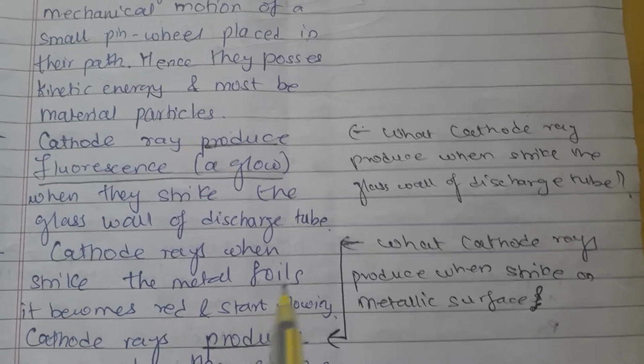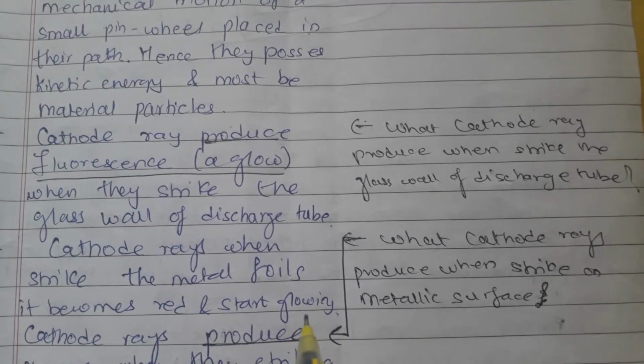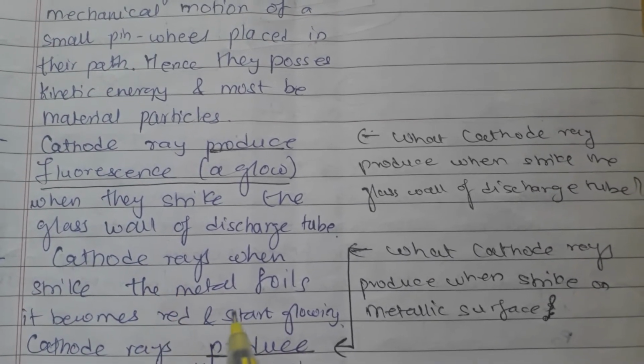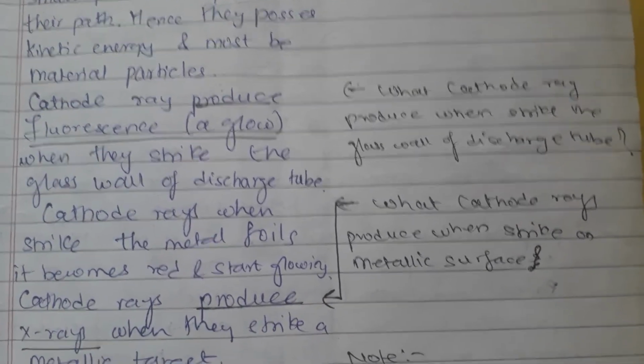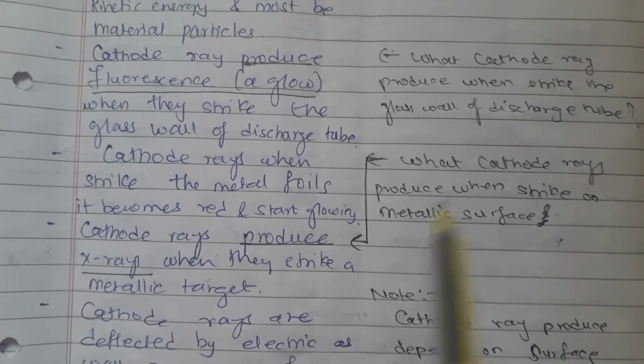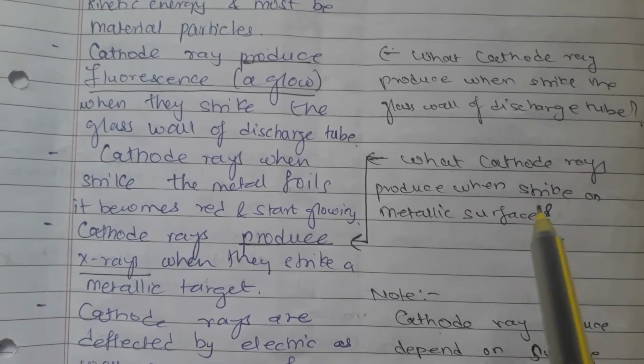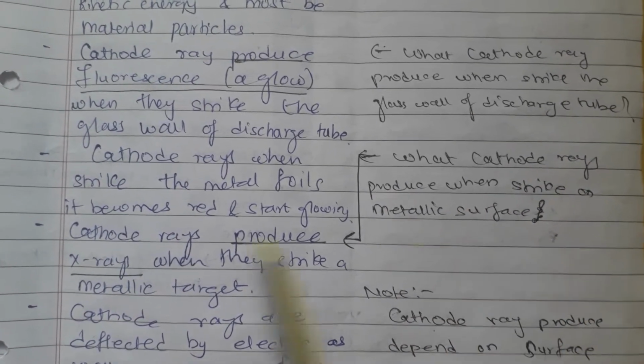When cathode rays strike metal foil, it becomes red and starts glowing. This means that the cathode rays are very strong. What do cathode rays produce when they strike a metallic surface?